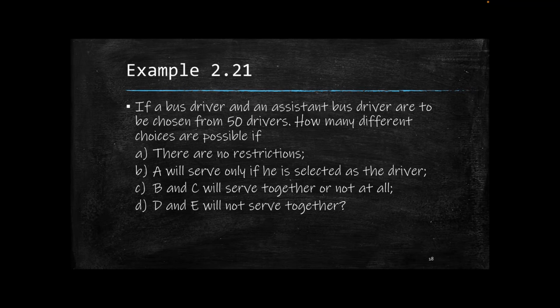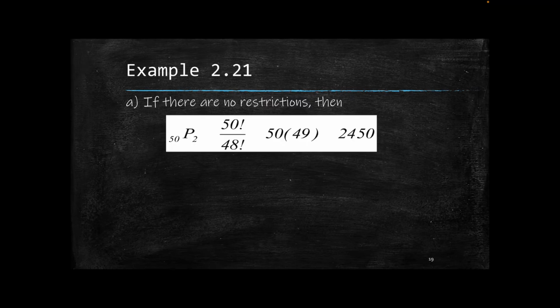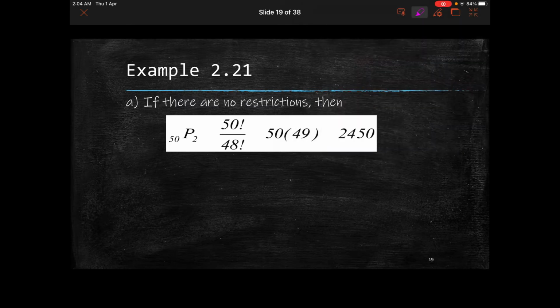And then the fourth one, D and E will not serve together. So let's try the first one, without restriction. If there are no restriction at all, then we have R equals to 2 and N equals to 50. So we have 2,450 possibilities.